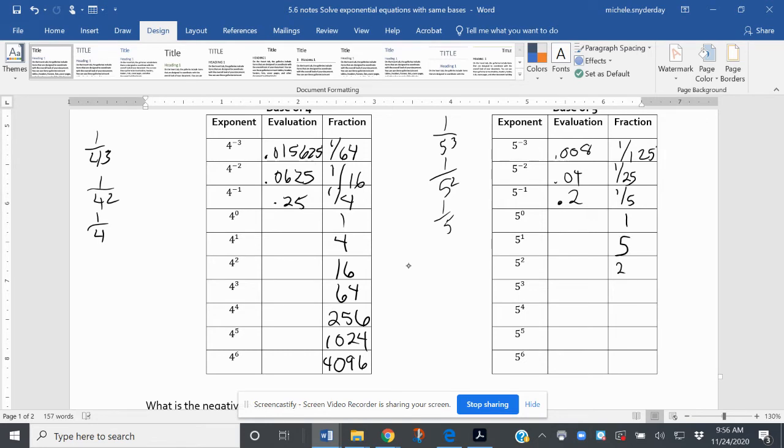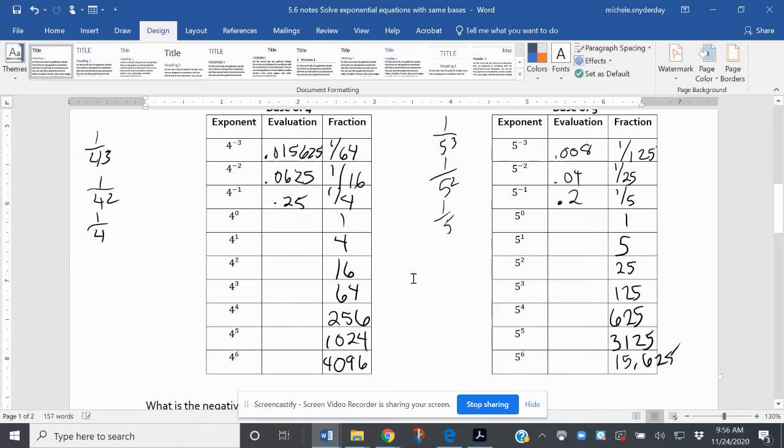5 squared is 25. Hopefully you know your perfect squares. 5 to the third is 125. 5 to the fourth is 625. 5 to the fifth is 3,125. And 5 to the sixth is 15,625.